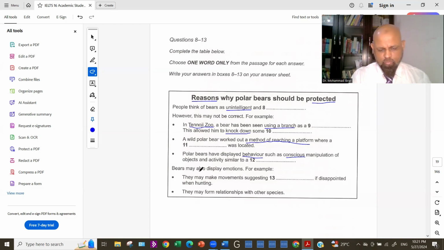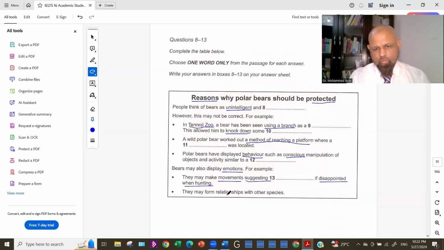Now, another subheading here: bears may also display emotion. So emotions, something about emotions. And what? They may make movements suggesting. So suggesting is an important word. Movement is also important, let's underline it. And then suggesting what? So next word. If disappointed, when they are disappointed means sad, or maybe upset, or annoyed, when hunting, making a kill.